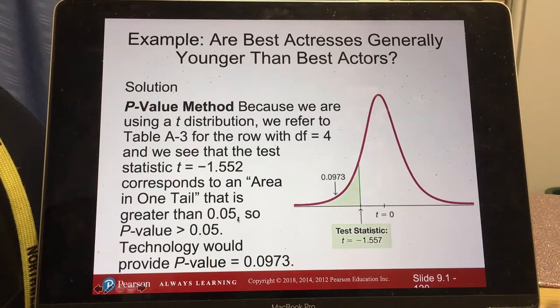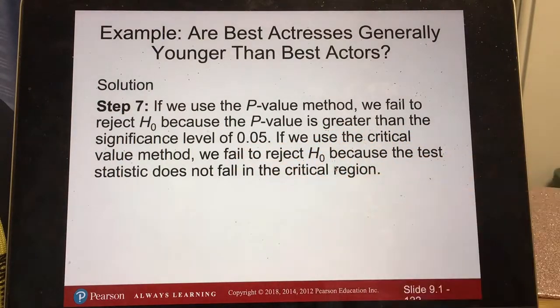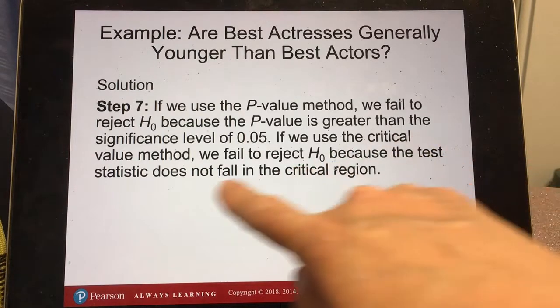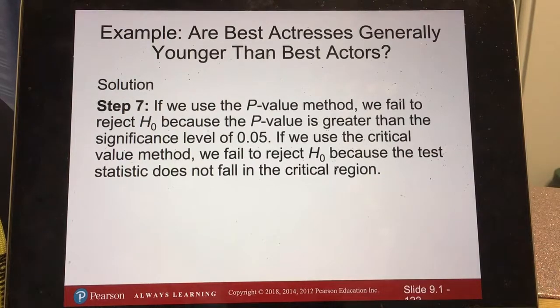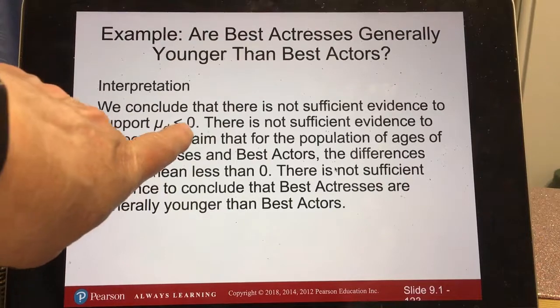And 0.05 is this right here. All right, so the p-value of 0.09 is greater than the alpha of 0.05. Remember, the rule is if the p-value is low, the null must go, but the p-value is higher than our 0.05, and so we're going to fail to reject the H sub O. Okay, we failed to reject because the test statistic does not fall into the critical region, and we conclude that there is not sufficient evidence to support that the mu of D is less than 0.